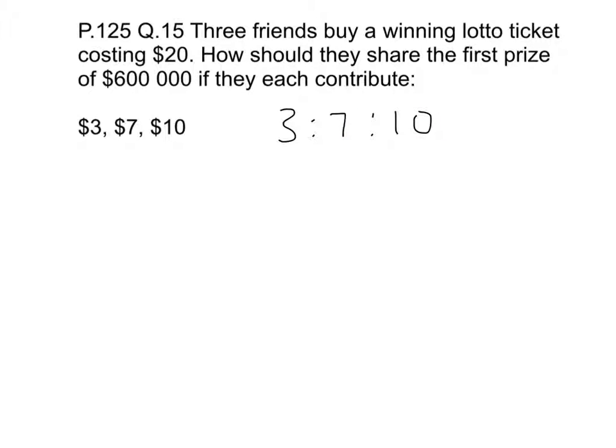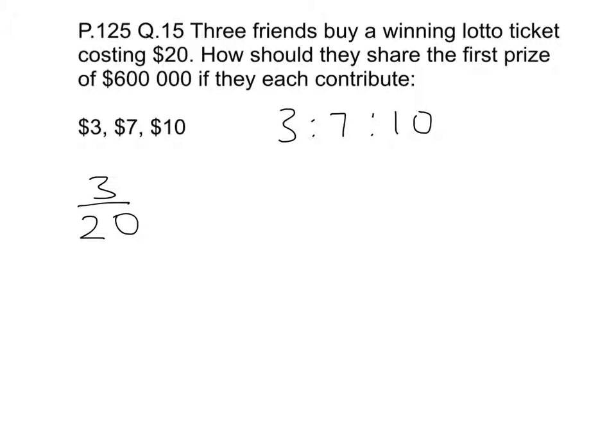So now if we want to find out how much prize money the person that gave $3 gets, all we need to do now is take this part and put it over the total amount, which is 20. So we take the individual part and then we put it over the total parts, which in this case is 20. So this fraction represents the portion that one person gave.